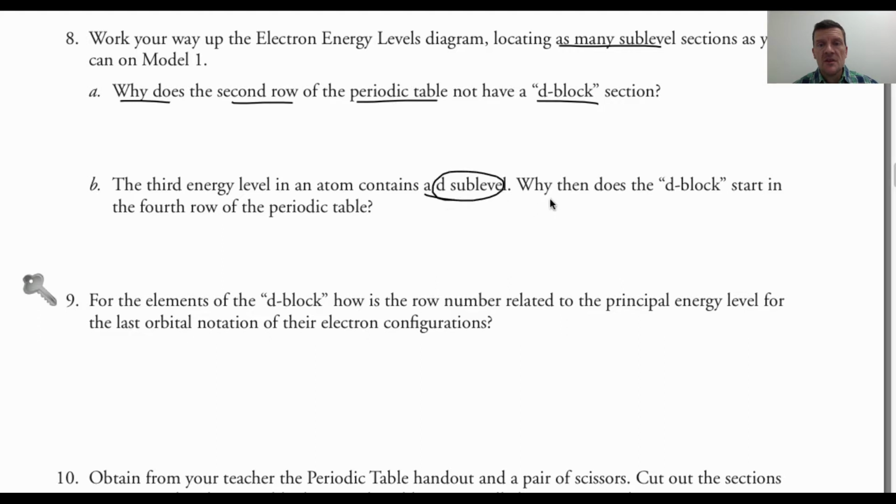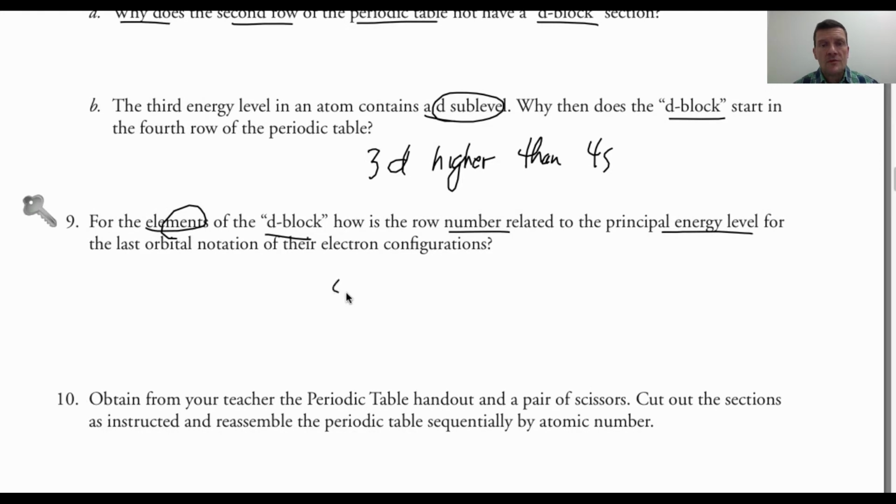There's your D sublevel. Why then does the D block start in the fourth row? That's simply because the 3D is higher energy level than the 4S. For the elements of the D block, how is the row number related to the principal energy level? So the row number is always going to be one more. So the fourth row is going to have the 3D being filled. The row number is always one more, or I said that the coefficient here, the energy level for the D, is always going to be one less than the row number. Okay?